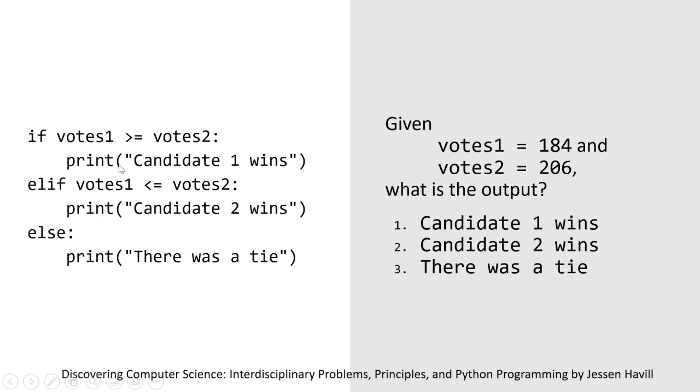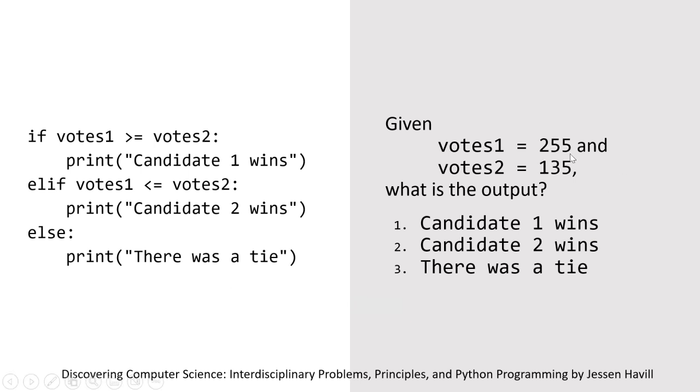Based on the given input, you can see that the first if condition is false because vote 1 is not greater than or equal to vote 2. So if the first condition is false, it will go to the else if part, and this condition is true. So the output will be candidate 2 wins, and the else part will not execute because the second if condition is true, so it will not execute this else part. So the output will be candidate 2 wins in this case.